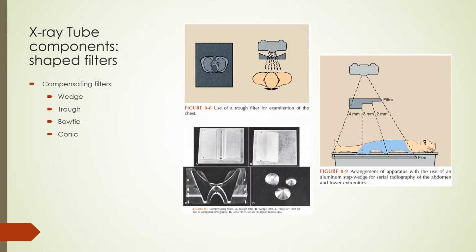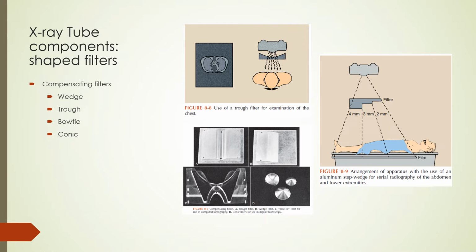Once X-rays exit the tube housing, the beam can be shaped by using different shaped filters. These shaped filters allow for imaging different non-uniform body parts by attenuating the beam intensity to allow for more intense beams for thicker anatomies and less intense beams for thinner anatomies. These filters are called compensating filters. Several compensating filters are shown on this slide.